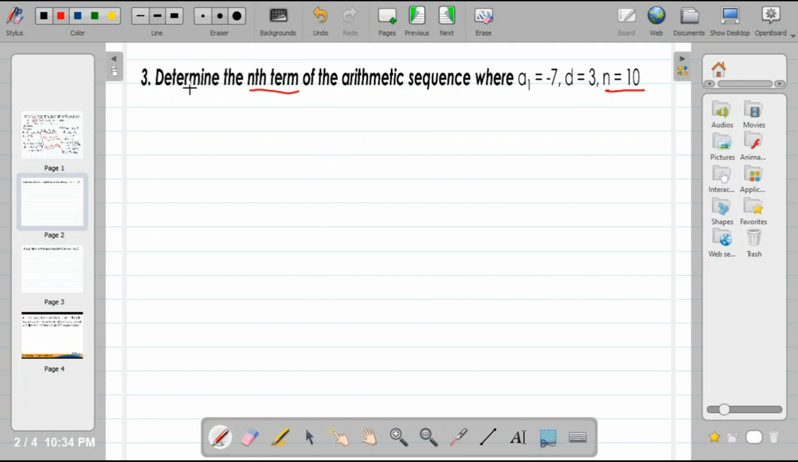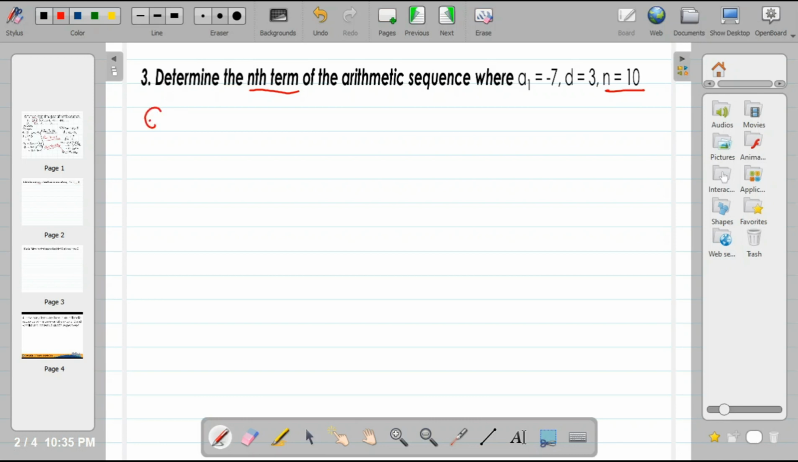Why did you do it like this, sir, why not just say find the 10th term of the arithmetic sequence where a sub 1 equals blah blah blah and d is equal to blah blah blah? I did it this way in your module so that you can get it and follow it. Again, although it says nth term here, n is given, therefore what we are looking for here is a sub 10.